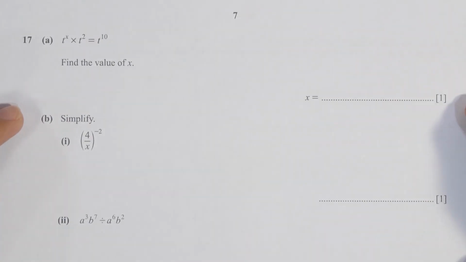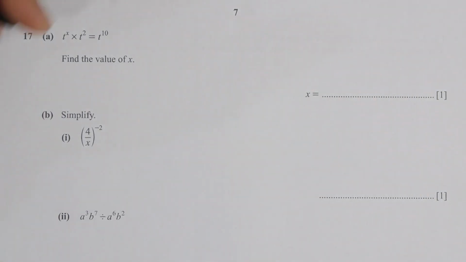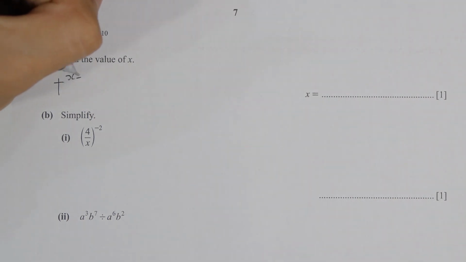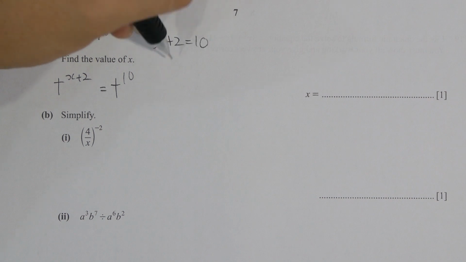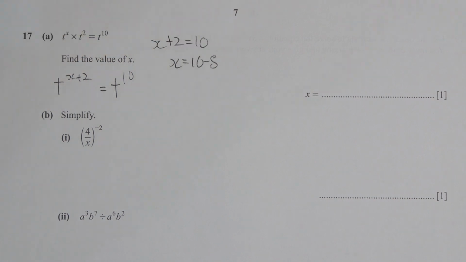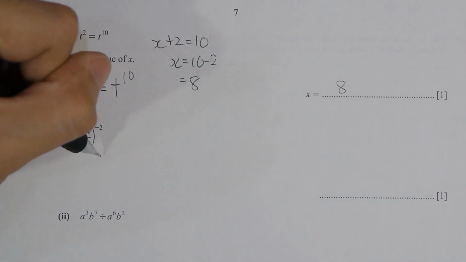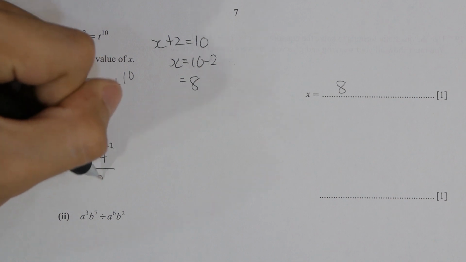So for question 17, this is actually an indices question. When the base is the same, which is t in our case, their powers will be added up to each other. So t to the power of x plus 2 equals t to the power of 10. So x plus 2 equals 10, and x's final result will be 8.